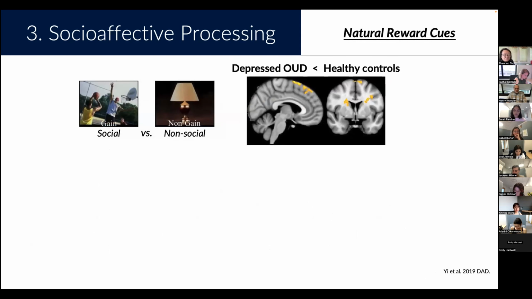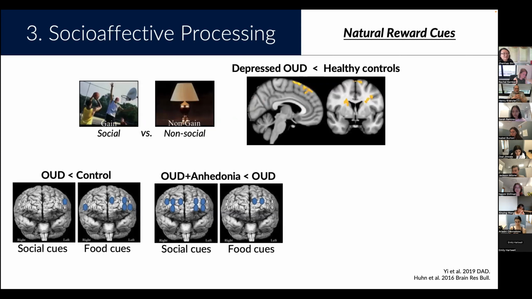Studies have also looked at how the brain responds to natural reward stimuli. They found that depressed OUD patients tend to have less frontal striatal response to social cues compared to healthy controls, which could be attributed to either depression or OUD. We don't really know.